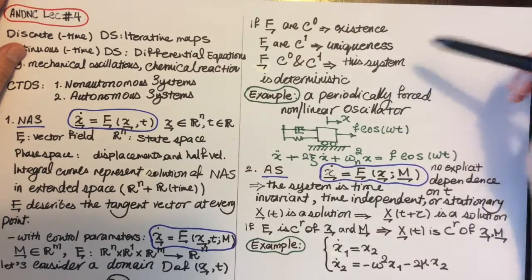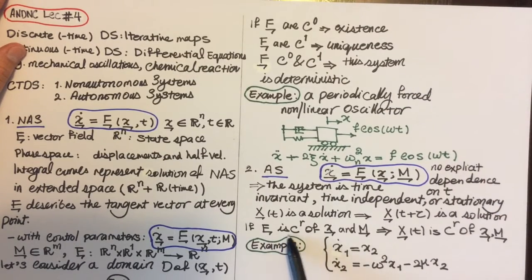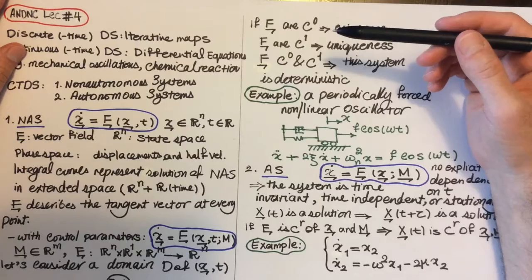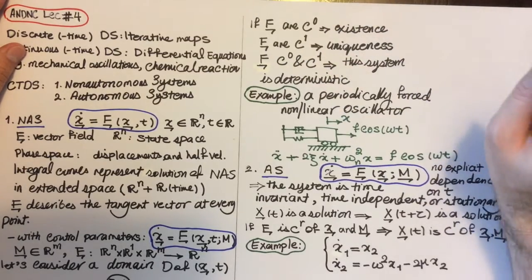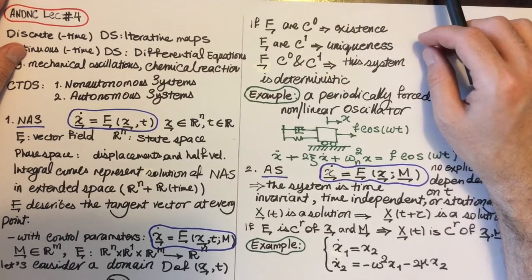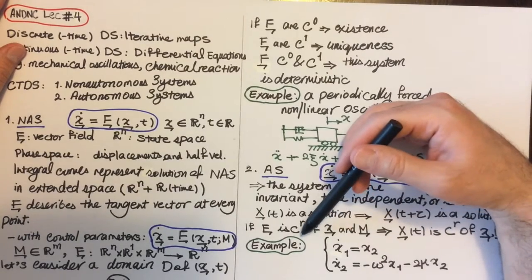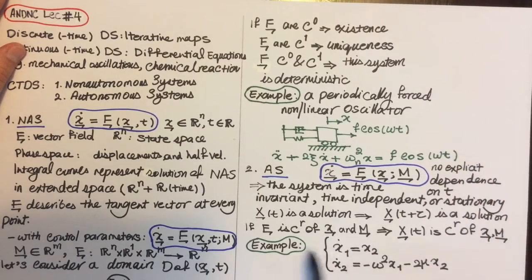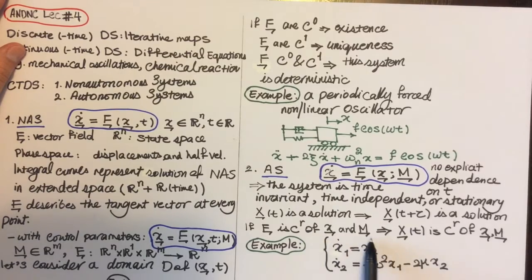And at the end, the last thing is if f is CR. We said that C0 and C1 is when we differentiate each component once and examine the continuity of each component, and CR is when we differentiate the function R times and then examine the continuity of each component of this function. So if f is CR of x and m, then x(t), the solution to this dynamical system, is also CR of x and m.